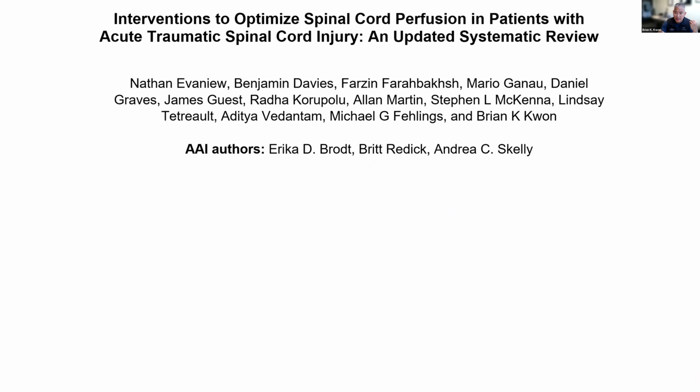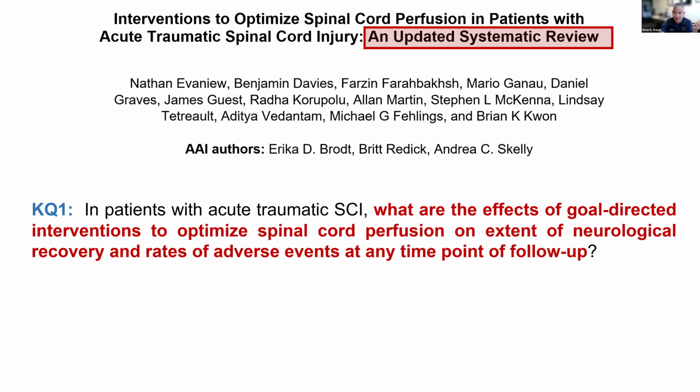And so we embarked on a new revised systematic review as part of the guidelines process. This was an updated systematic review, and it is published now. The key question was: what were the effects of interventions to optimize spinal cord perfusion?